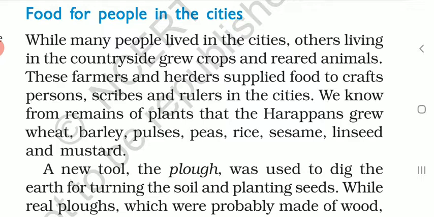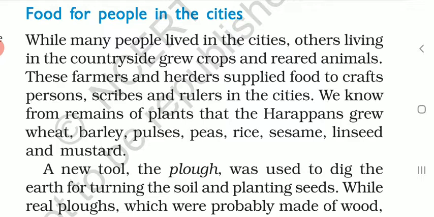Craft persons were making different things, different crafts, as well as scribes, who are the writers or the authors, or those who were copying the manuscripts and all that. And there were rulers also. To these people, these farmers and herders were supplying the food.